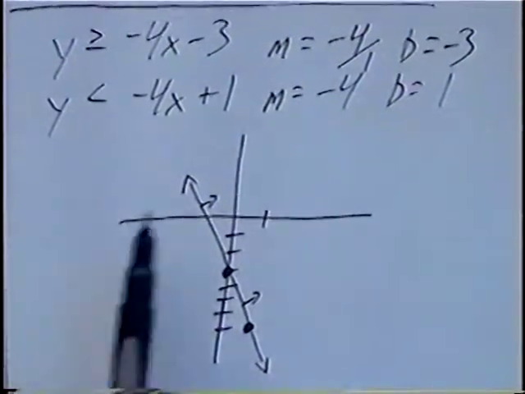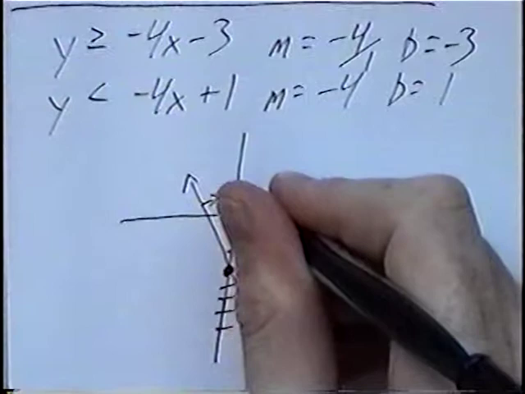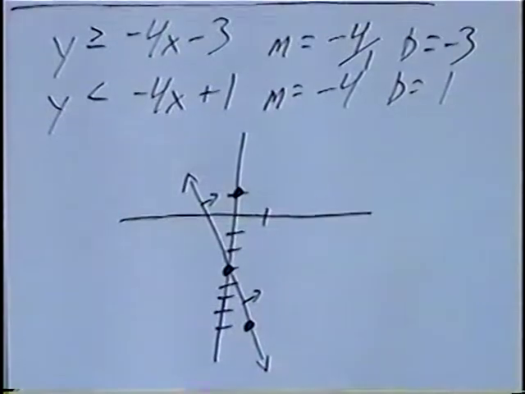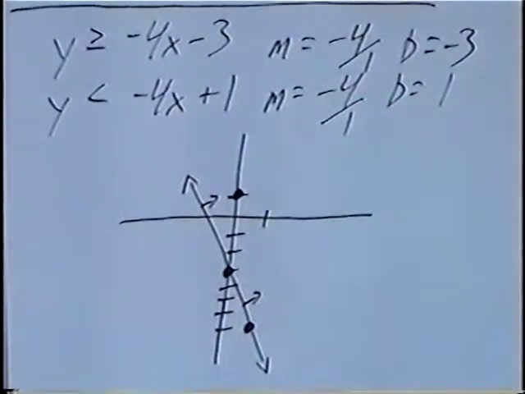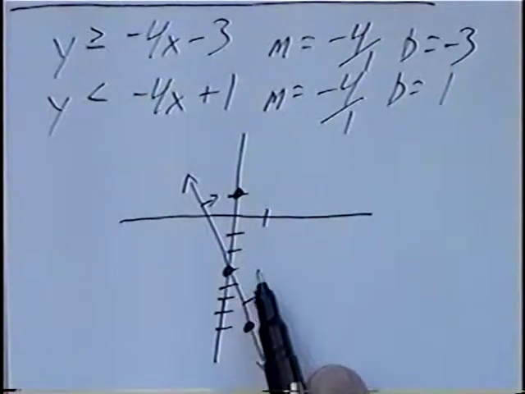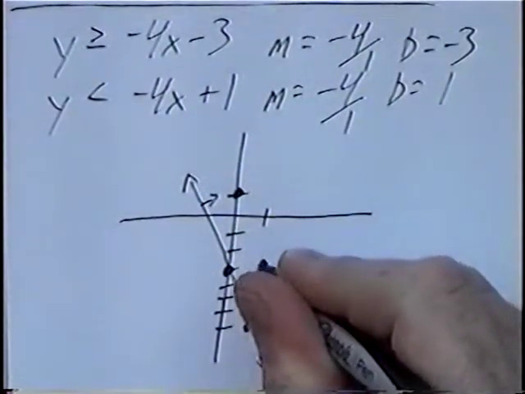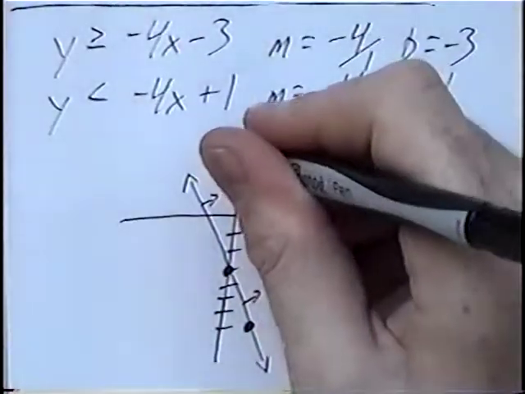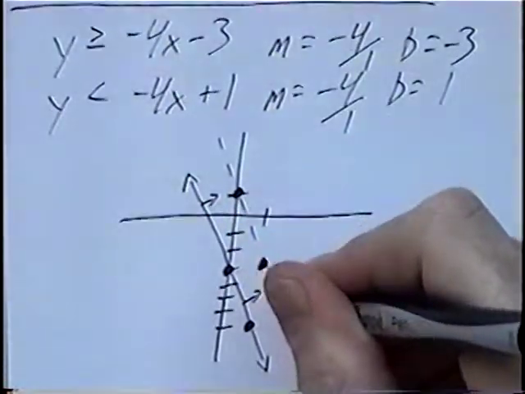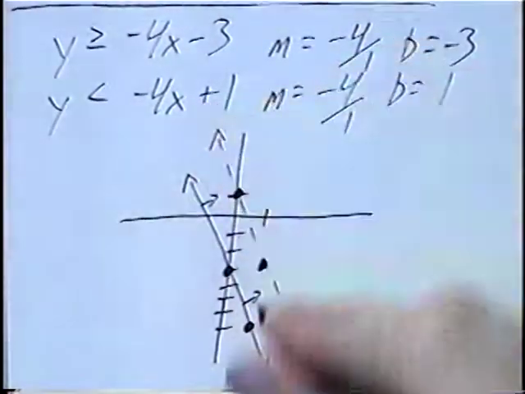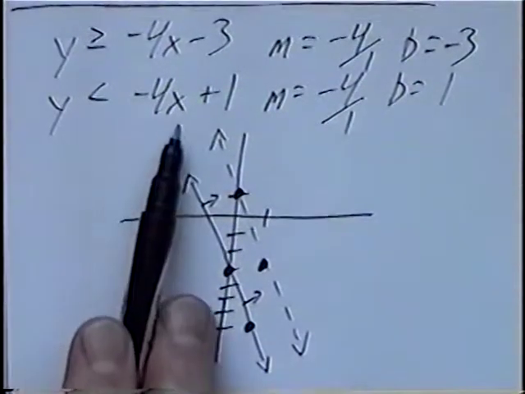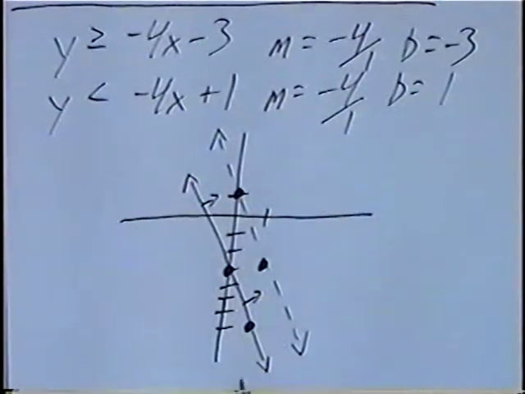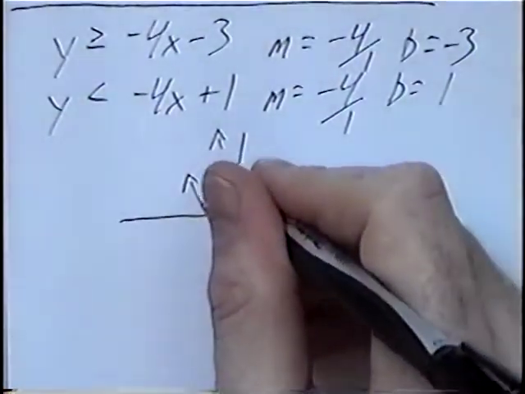The second inequality, starting at positive 1 for the y-intercept. Slope is also negative 4 or negative 4 over 1. So we'll go down 4 spots and to the right 1 spot. This inequality is less than, so it will be a dashed line. And the inequality is y is less than negative 4x plus 1. Less than means we'll have these smaller y values, or everything underneath this line, or everything to the left of the line.